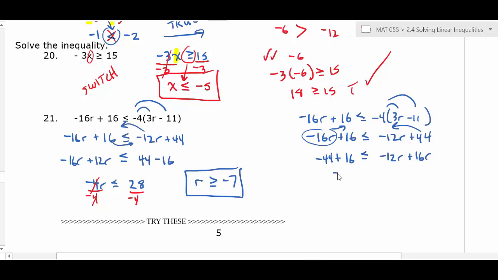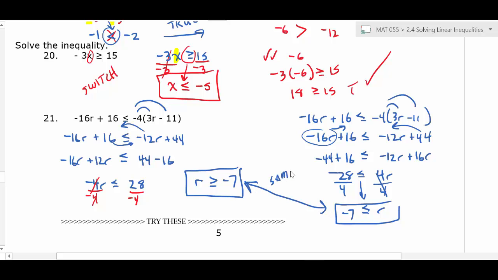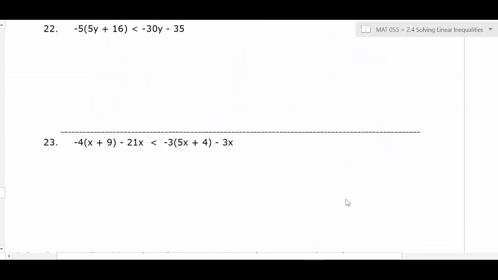Okay, if I do this, this is negative 28. This is 4r. Now I've got to divide by 4, and since I divide by 4, a positive number, I do not switch this. So I want you to notice that these two answers are the same. The preferred way is to write it this way. That's preferred, but they're the same. Okay, Pac-Man is eating up the R. Okay, same thing.